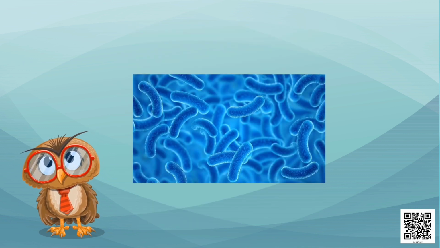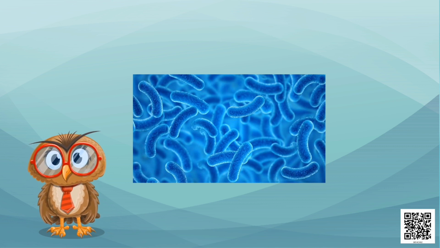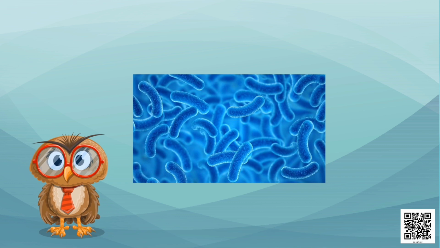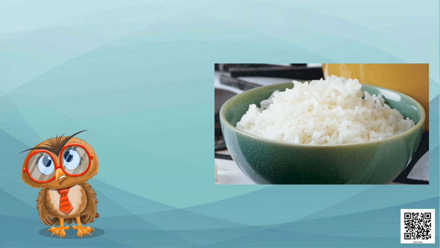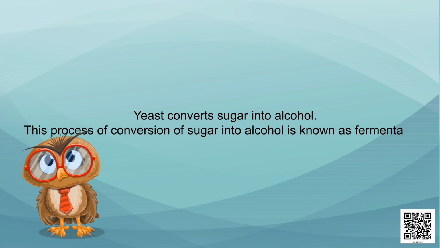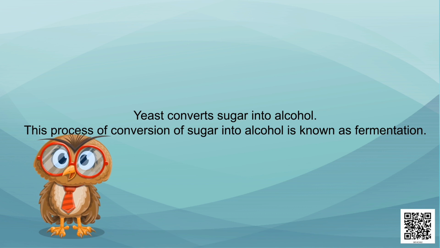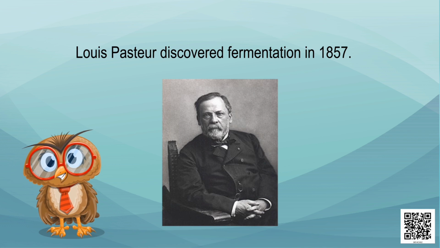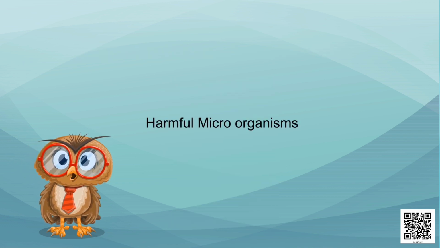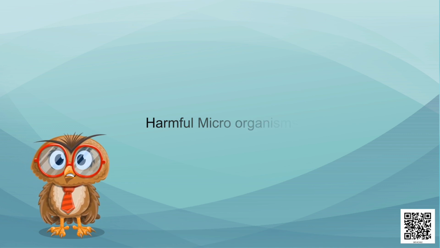Yeast is used for commercial production of alcohol and wine. For this purpose, yeast is grown on natural sugars present in grains like barley, wheat, rice, and crushed fruit juices, etc. Yeast converts sugar into alcohol. This process of conversion of sugar into alcohol is known as fermentation. Louis Pasteur discovered fermentation in 1857.